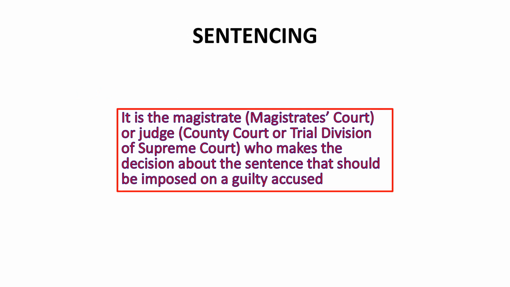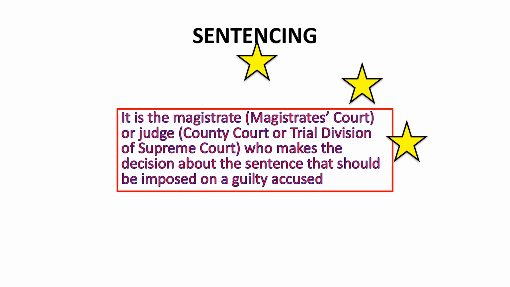Before we look in detail at these sentencing factors, I want you to remember one very important point. It is the magistrate in the magistrates' court, or the judge in the county court or the trial division of the Supreme Court who makes the decision about the sentence that should be imposed on an accused. If the case against the accused is heard in the magistrates' court, as where the offence is a summary offence, and the accused pleads not guilty, then the magistrate will decide the sentence that is to be imposed on the accused if and only if the magistrate has first decided that the accused is guilty of the offence.